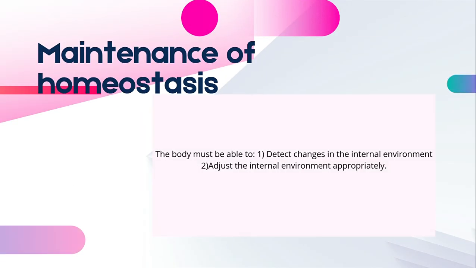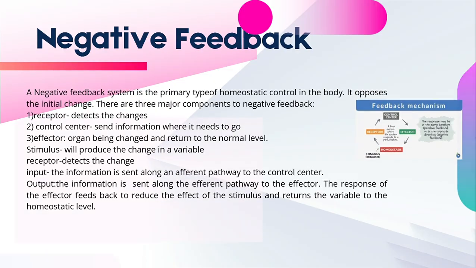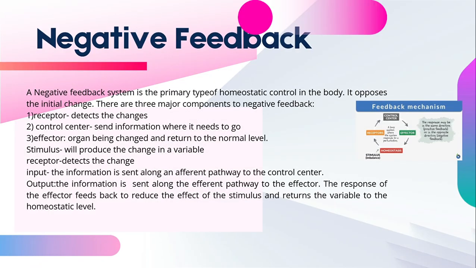Maintenance of homeostasis: the body must be able to, 1, detect changes in the internal environment, and 2, adjust the internal environment appropriately. Negative feedback. A negative feedback system is the primary type of homeostatic control in the body. It opposes the initial change. There are 3 major components to negative feedback: the receptor, which detects change, the control center that sends information to where it needs to go, and the effector, which is the organ being changed and returned to the normal level.